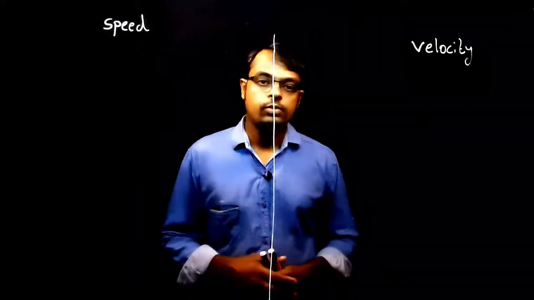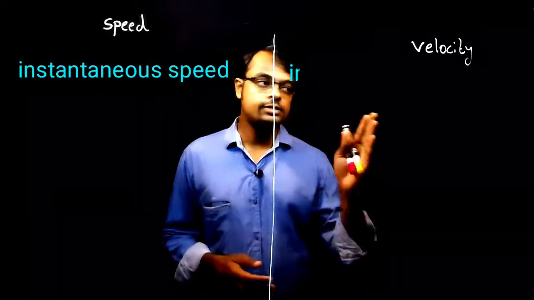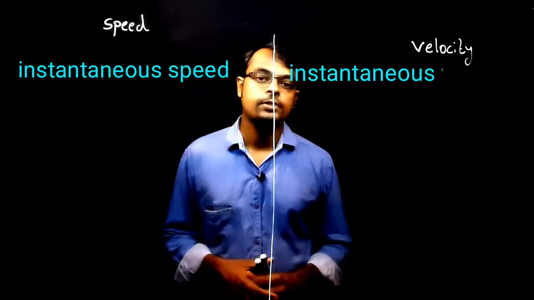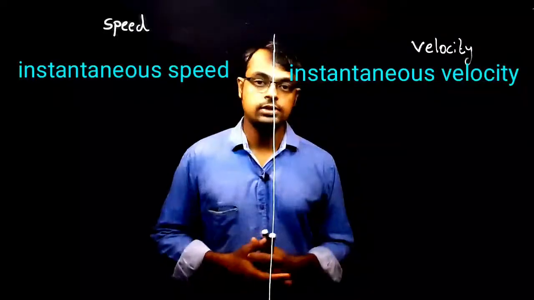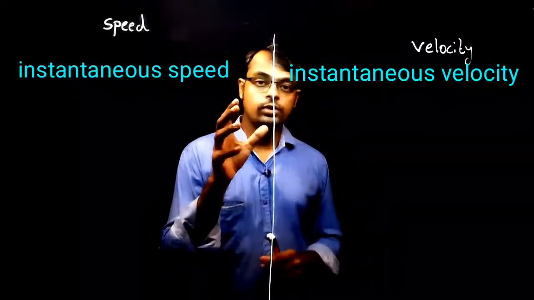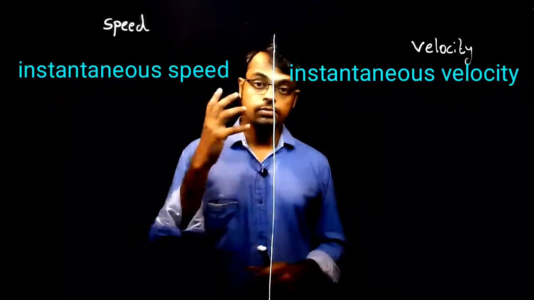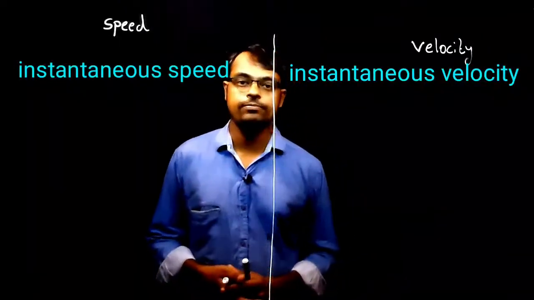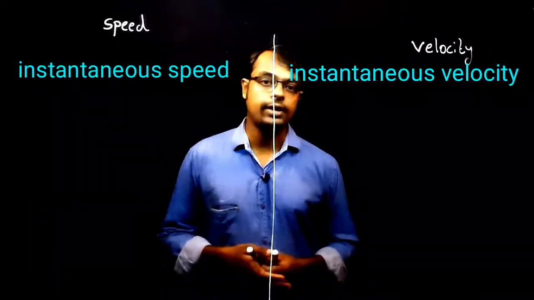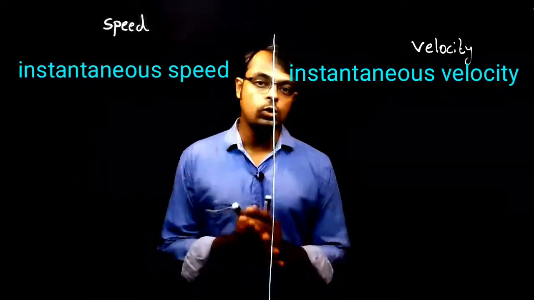The next thing we will compare is instantaneous speed and instantaneous velocity. So what is meant by instantaneous speed and instantaneous velocity? As you already know the meaning of the word instantaneous, what is meant by instantaneous? At that particular instant of time. That means the time interval is too small.